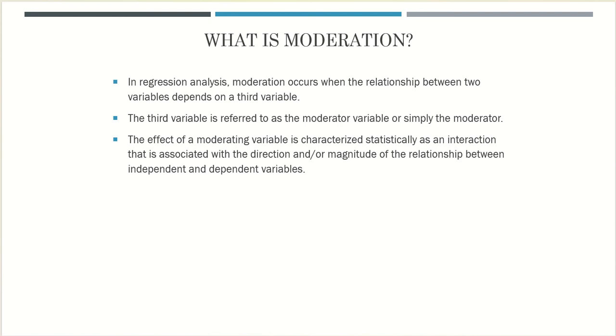characterized statistically as an interaction. We typically think of interactions when we're thinking of ANOVA, but we can perform interaction analysis in regression. And so the direction or magnitude of the relationship between the independent variable and dependent variable is influenced by a third variable, just like in moderation or interaction terms for ANOVA.